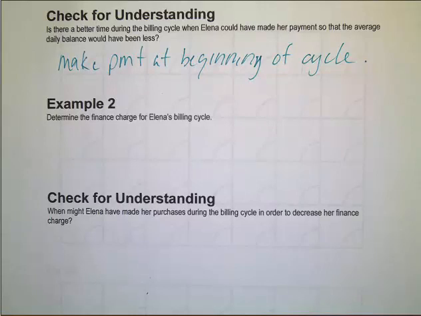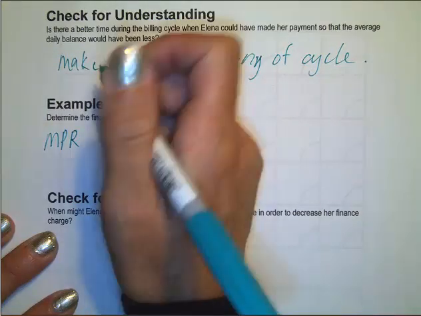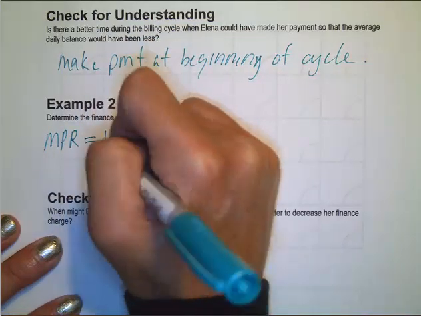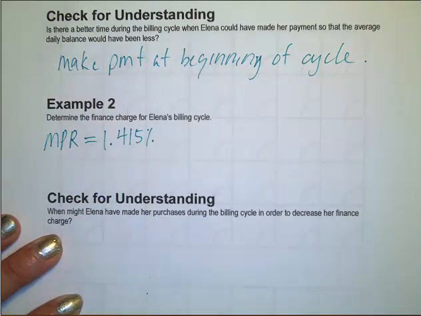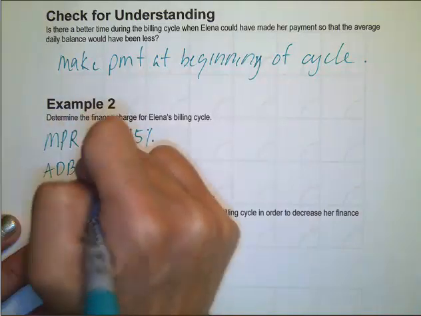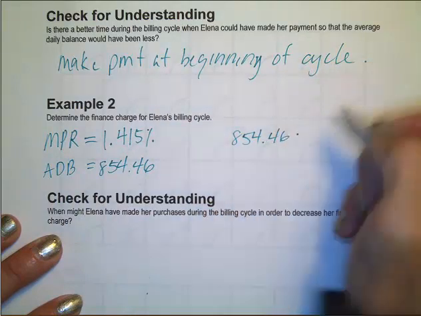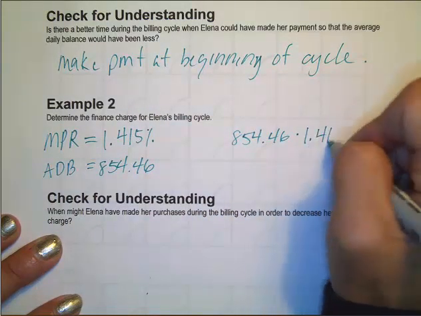All right, example 2. Determine the finance charge for Elena's billing cycle. Well, when we go back to that first page, we know that her APR is 16.9%, or her monthly periodic rate is 1.415%. So we're going to take that on her balance. So her average daily balance is $854.46 times her monthly periodic rate, so 1.415%.